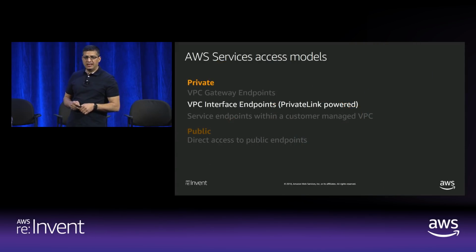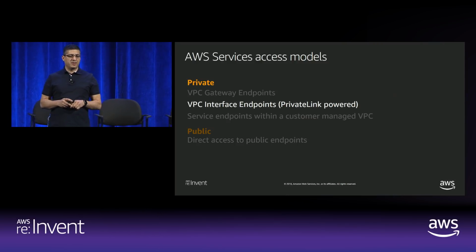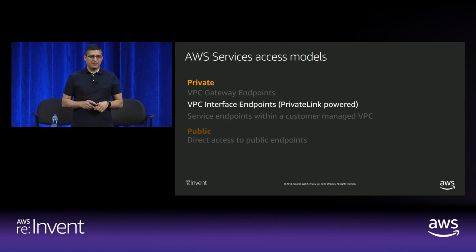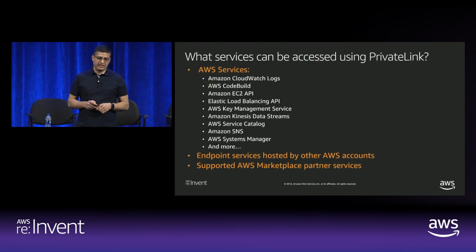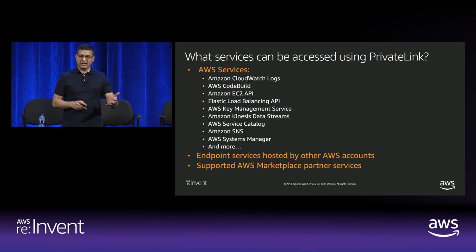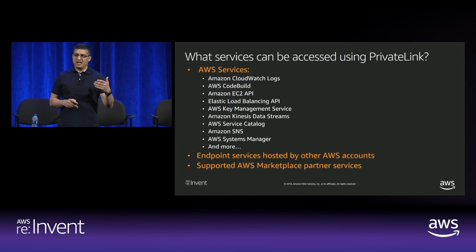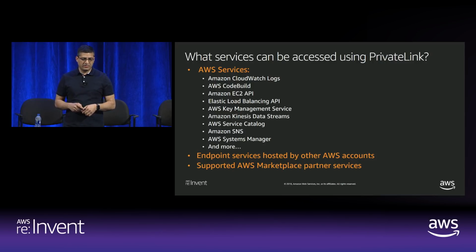The second group are services that have support for PrivateLink powered interface endpoints. And this is version 2 of VPC endpoints. If you've been tracking the announcements, you're going to see that the majority of AWS services have either added support or are in the process of adding support for PrivateLink. In addition to AWS services, you will also have the option to enable access to services built on EC2.